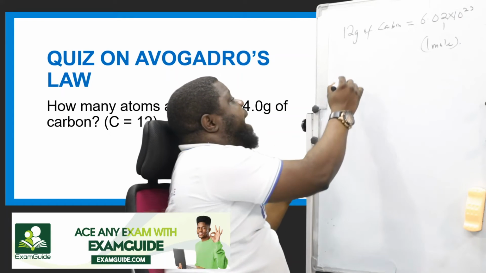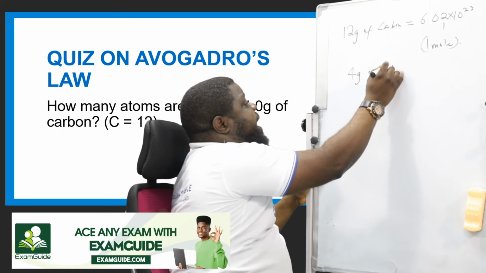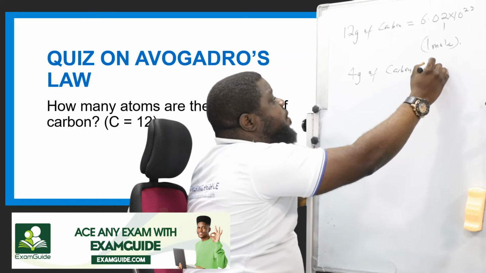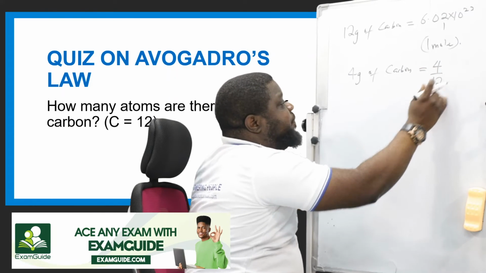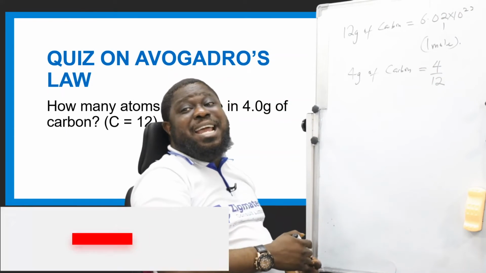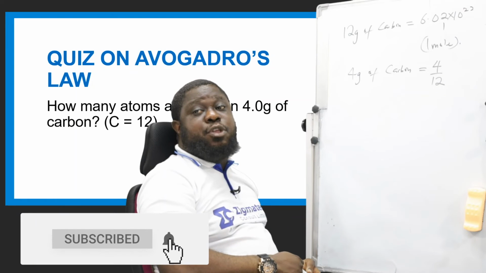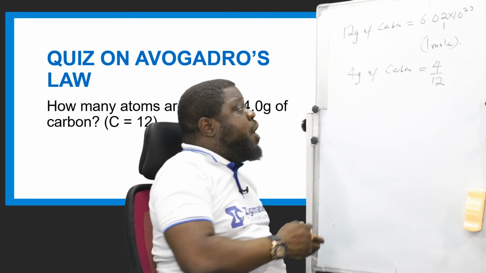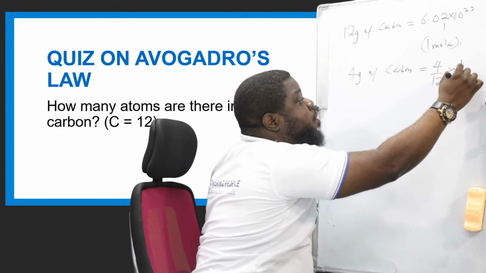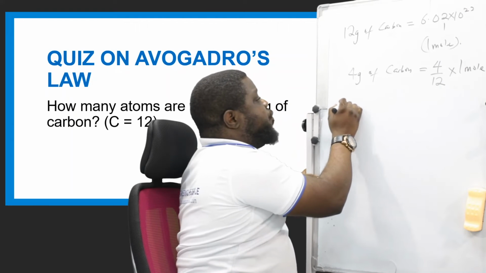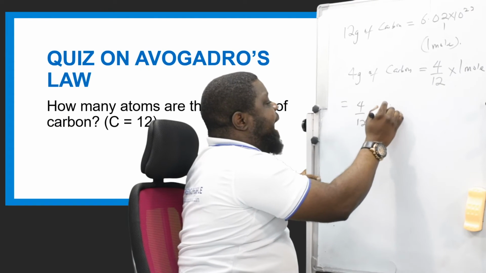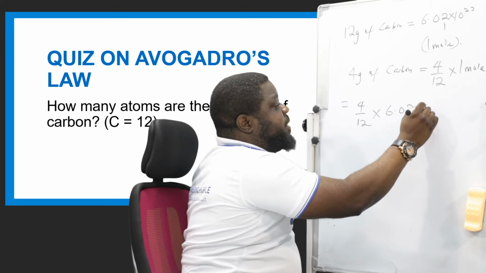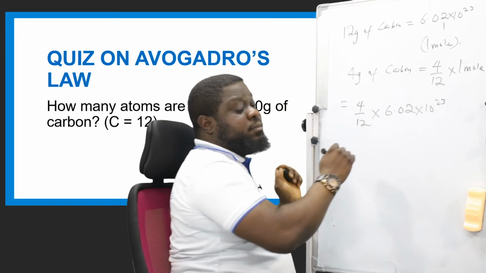So therefore, 4 grams of carbon will be equal to 4 over 12, because they said how many atoms are in 4 grams of carbon. So 4 over 12 times 1 mole, and it will give me 4 over 12 times 6.02 times 10^23.